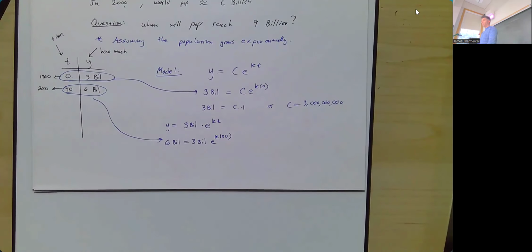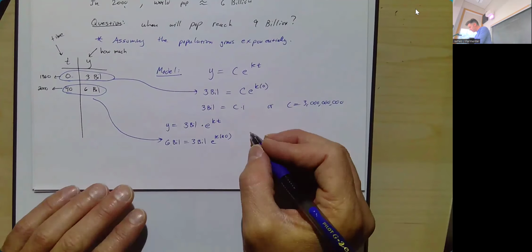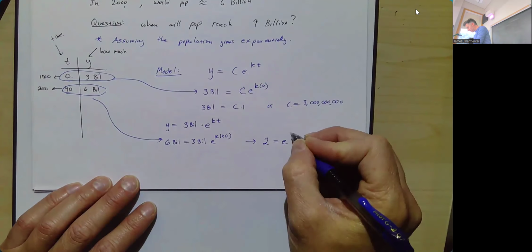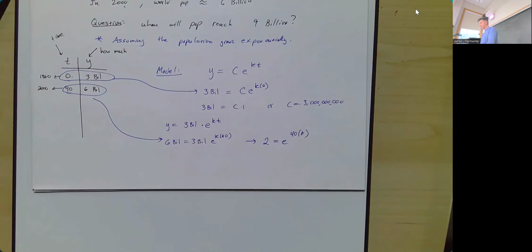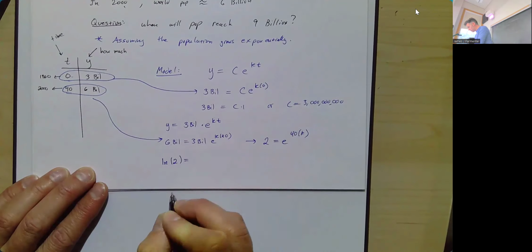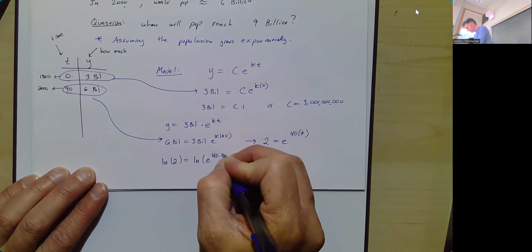Solving for k, I first have to get rid of this coefficient here. So 6 billion divided by 3 billion is going to be 2 equal to e to the 40 times k. Now I'm going to take the natural log of both sides. So the natural log of 2 is equal to the natural log of e to the 40 times k.